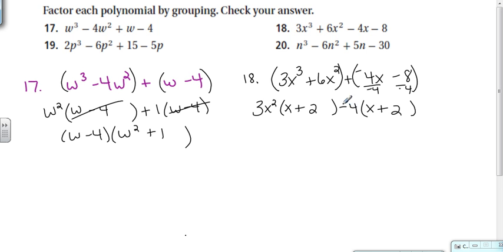So then this is not factored because there's a minus sign outside the parentheses. But I notice I have a common factor of x plus 2. So if I divide out the x plus 2, what am I left with? I'm left with 3x squared minus 4.